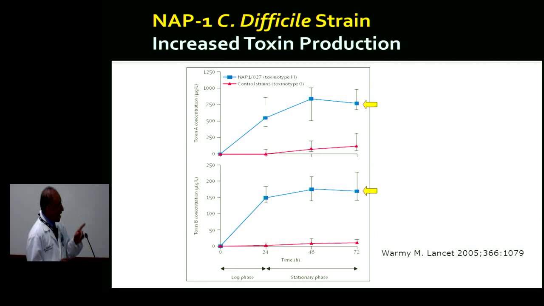So in blue, what you see there is toxin production by the NAP1 strain, and in red, you see the standard strains. And what's interesting about the toxin production is there's toxin production during the logarithmic growth phase, which is something very unusual. Generally, toxin production happens when it plateaus out. So this strain can produce an immense amount of toxin in a very short period of time, leading to a very fulminant process that can affect even younger people, which was a characteristic hallmark of this particular infection.